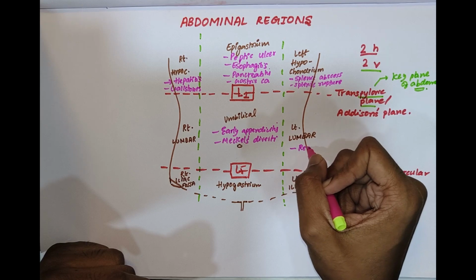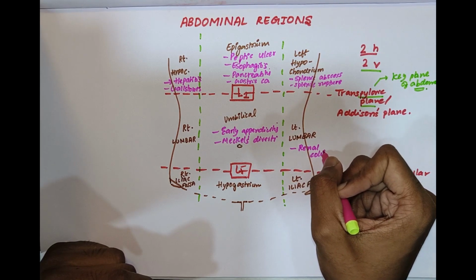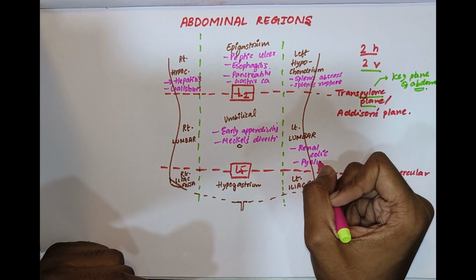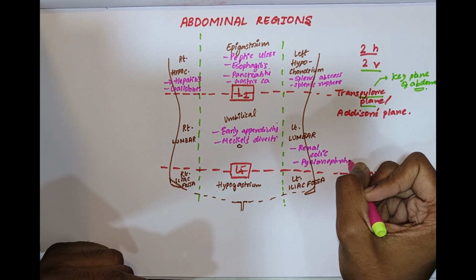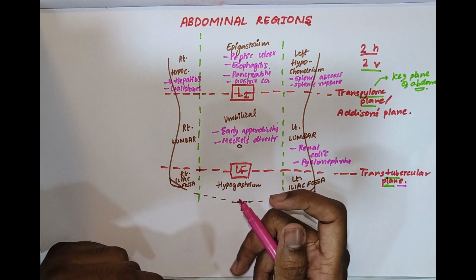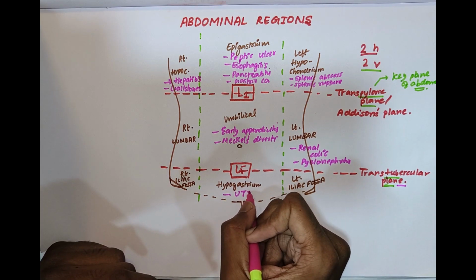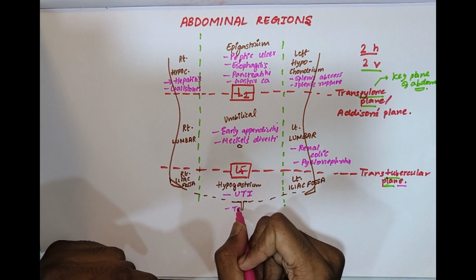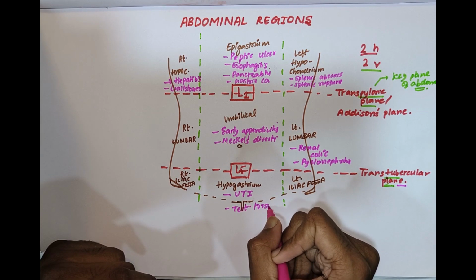Lumbar region, it is due to renal colic or pyelonephritis on either side. If the patient presents to you with a pain in the hypogastrium, it can be due to some urinary tract infection or it can be due to testicular torsion.